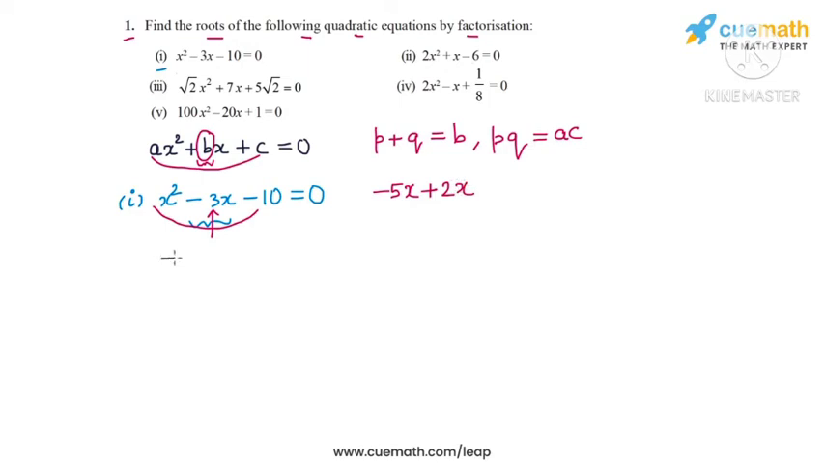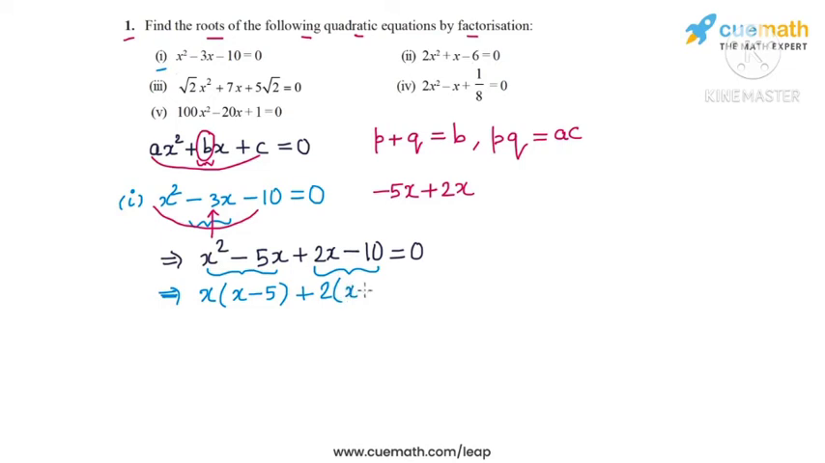So we will get x square minus 5x plus 2x minus 10 is equal to 0. And now this equation can be factorized. From the first pair of terms, x square minus 5x, let's take out a common factor of x. So we get x times x minus 5. And then from the second pair of terms, let's take out a common factor of 2. So we get 2 times x minus 5 equal to 0. Hence this quadratic equation can be factorized as x minus 5 times x plus 2 is equal to 0.